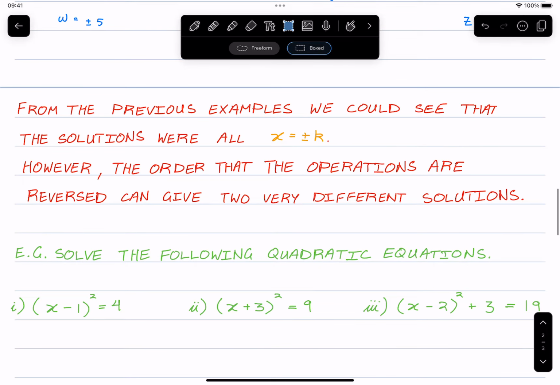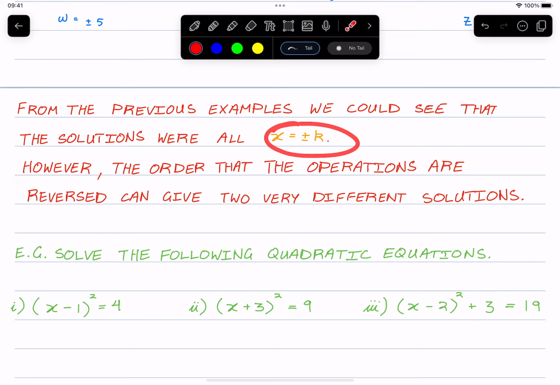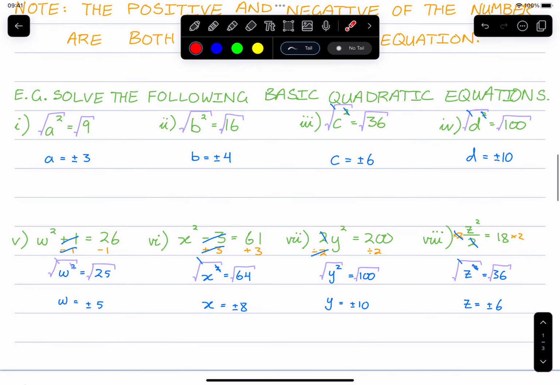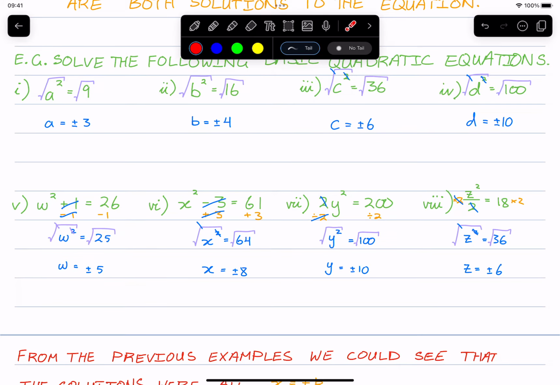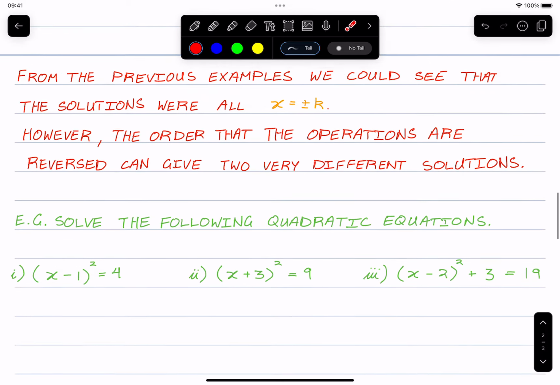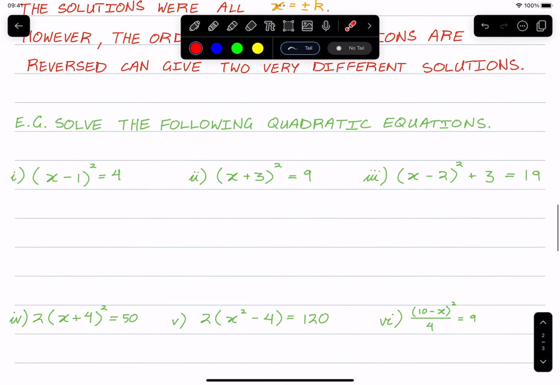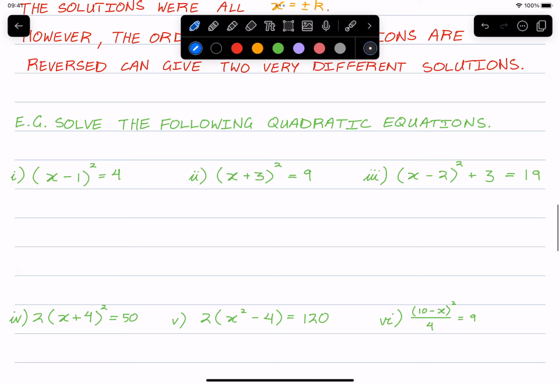Okay, so in the previous examples we could see that all the solutions looked like this. We had x equals plus or minus some sort of number. We had plus minus 3, plus minus 4, 6, and so on. So they all had the positive and negative version of some sort of number. However, the order that the operations have to be reversed can give two very different solutions. Let's take a look at these 6 examples to demonstrate this idea.